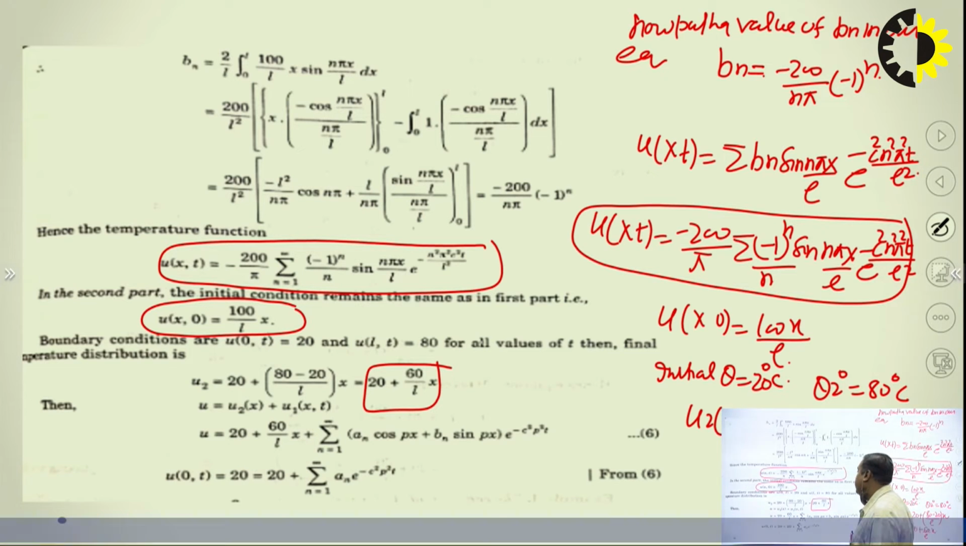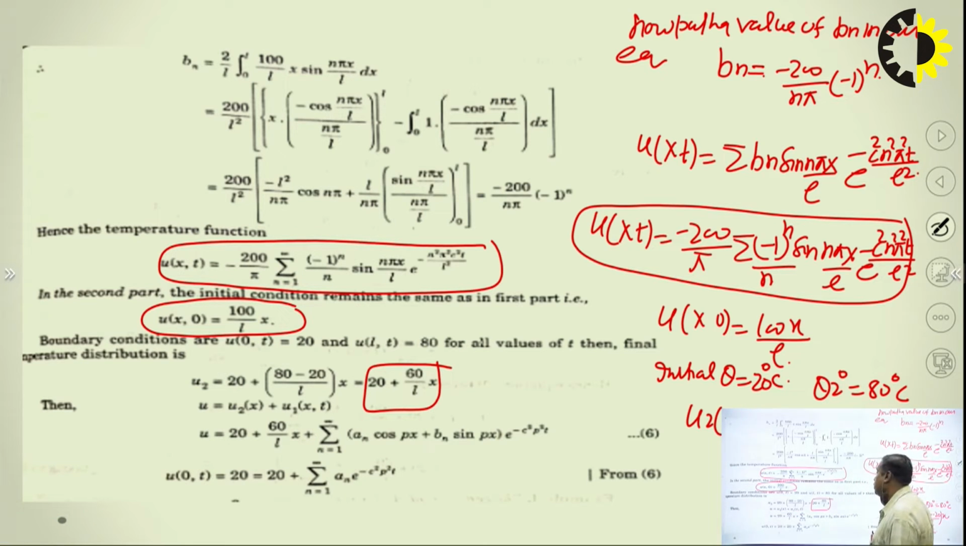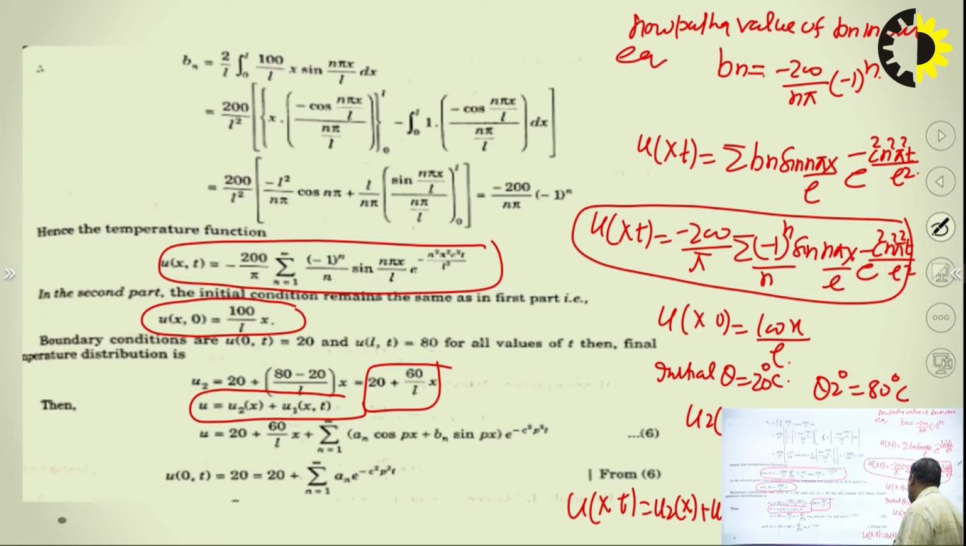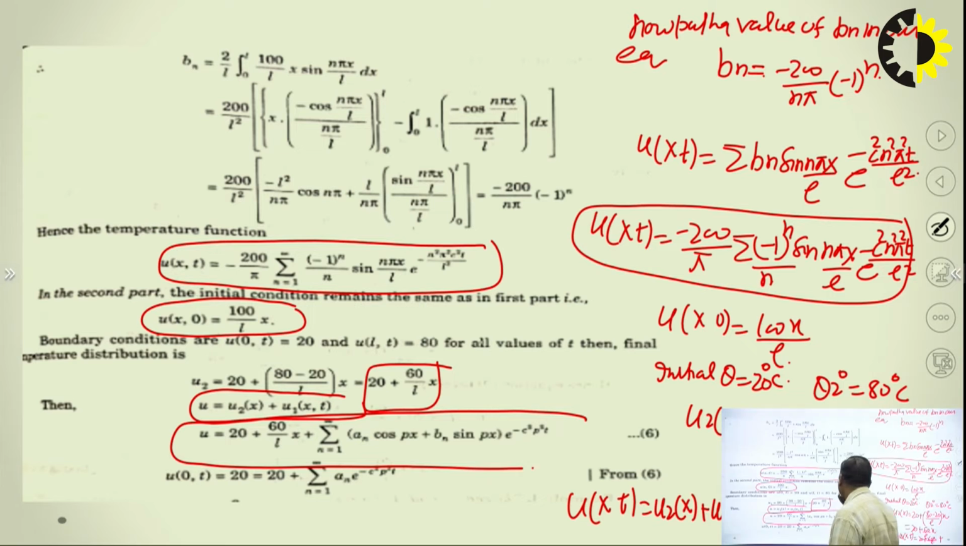And at the intermediate period the equation is given by u(x,t) = u2(x) + u1(x,t). Putting the value of u2, it is 20 + 60x/L + summation of (an cos px + bn sin px) times the exponential term. This is the relation for any point u(x,t).